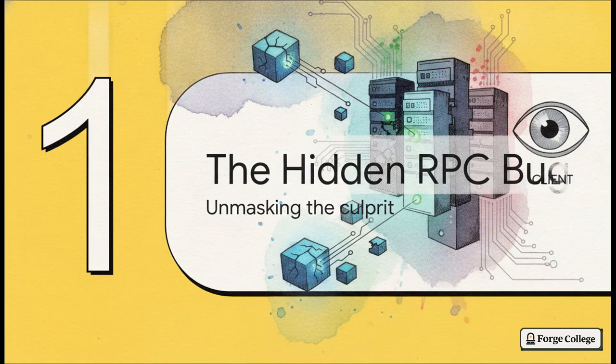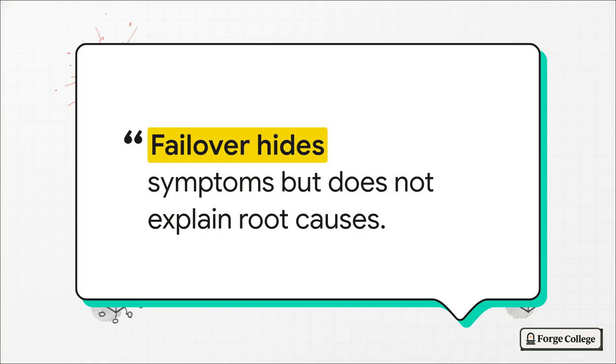Part 1. The hidden RPC bug, unmasking the silent culprit. Modern RPC health checks are brilliantly designed to route traffic away from nodes that fail liveness checks or show degraded performance. It's a stellar defense mechanism. But it completely masks the underlying RPC node failures from you, the client.